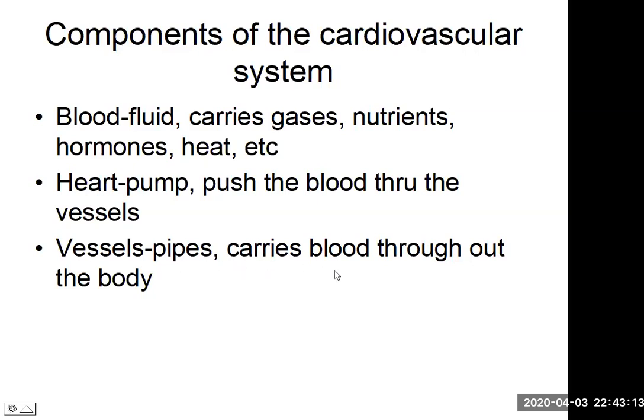So the pathway for the circulation of blood are the vessels, the pump for the system is the heart, and truly the material that's in motion and delivering these substances is our fluid blood.